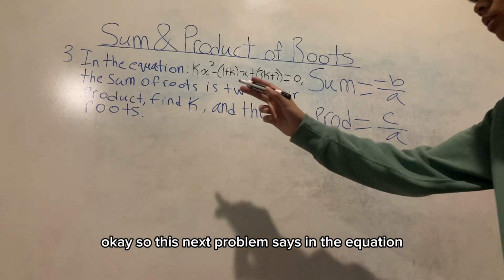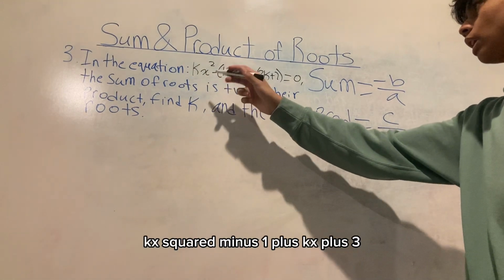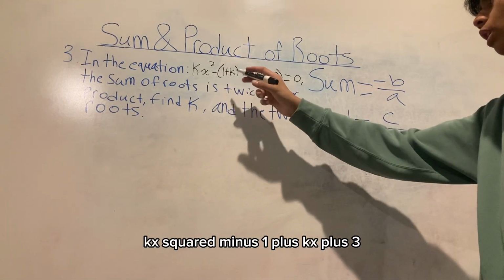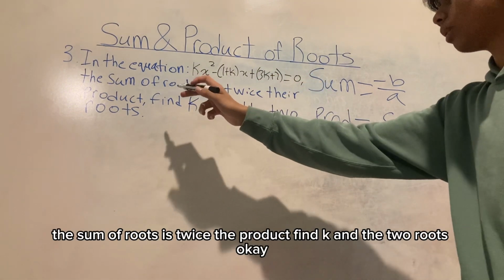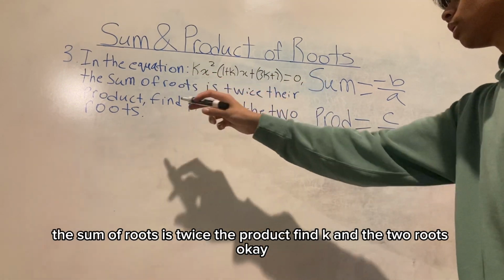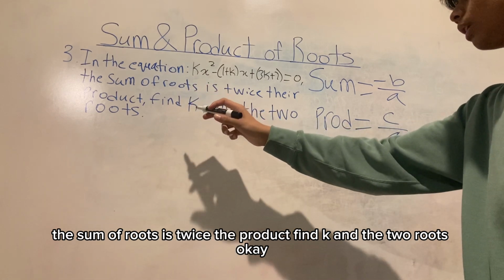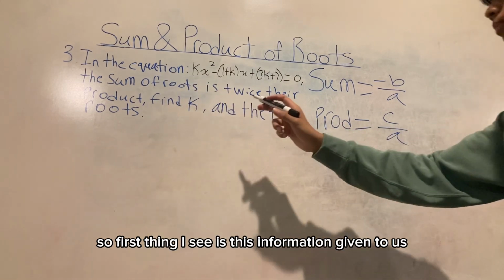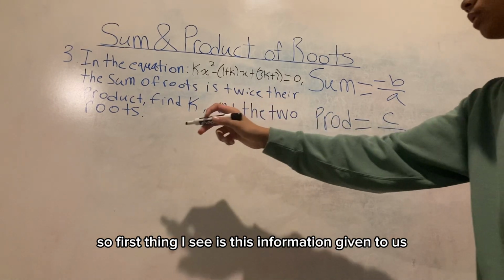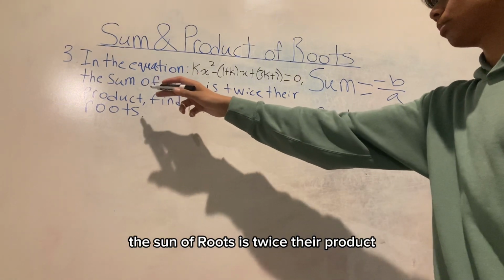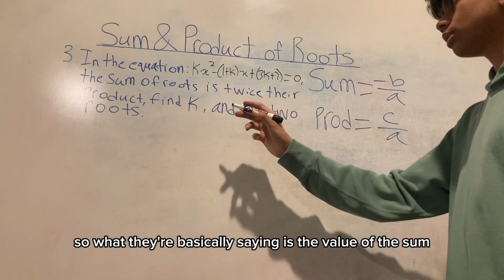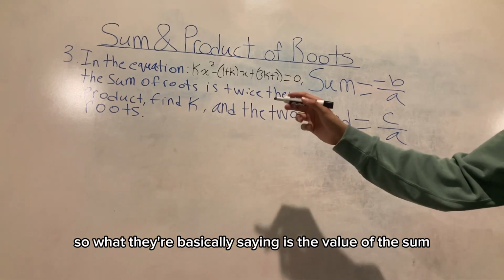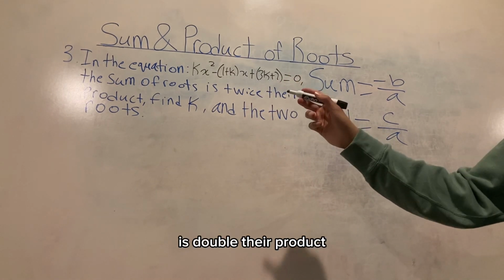Okay, so this next problem says in the equation kx squared minus (1 plus k)x plus 3k plus 2 equals 0, the sum of roots is twice their product. Find k and the two roots. Okay, so first thing I see is this information given to us: the sum of roots is twice their product. This can be a little tricky. What they're basically saying is the value of the sum is double their product.